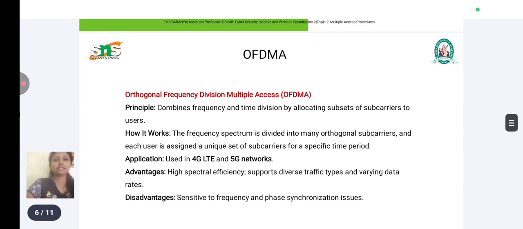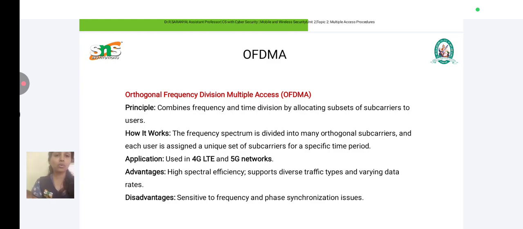And then now let us see OFDMA. OFDMA stands for Orthogonal Frequency Division Multiple Access. The principle of OFDMA is that it combines the frequency as well as the time divisions by allocating subsets of subcarriers to users. The frequency spectrum is divided into many orthogonal subcarriers. Each user is assigned a unique set of subcarriers for a specific time period. This OFDMA is most probably used in 4G as well as 5G networks.